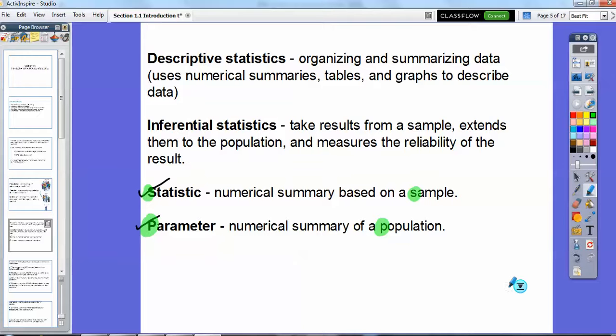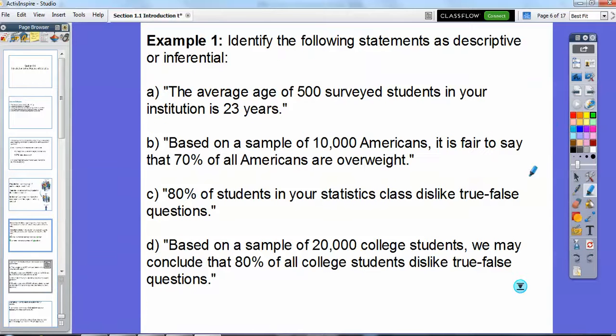Two more minutes? Let's do the first example and then we'll stop. Okay, so we're going to decide if each of these is descriptive or inferential. The average age of 500 students surveyed in your institution is 23 years. Yeah, it's just saying out of those 500, the average age of those students was 23. That's descriptive.